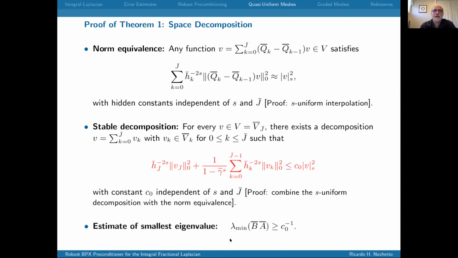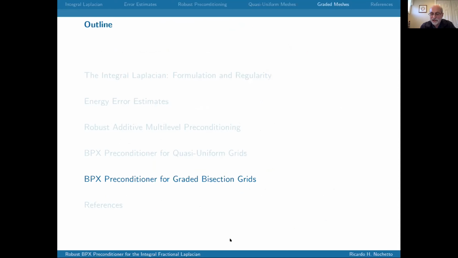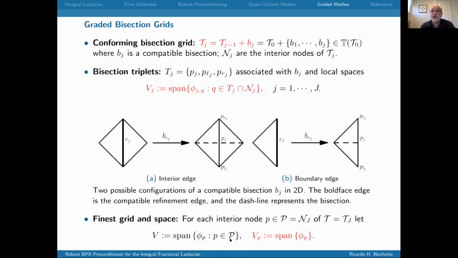Okay, so now let me move to the most delicate part, which is what happened with graded meshes. Now here the situation is the following. I'm thinking about bisection grids, and this is the way usually they are producing an adaptive procedure. Say you have a mesh, I call it Tj minus 1, and you add a bisection to get the new mesh. So what is this bisection, which I call compatible? So in 2D here is a cartoon.